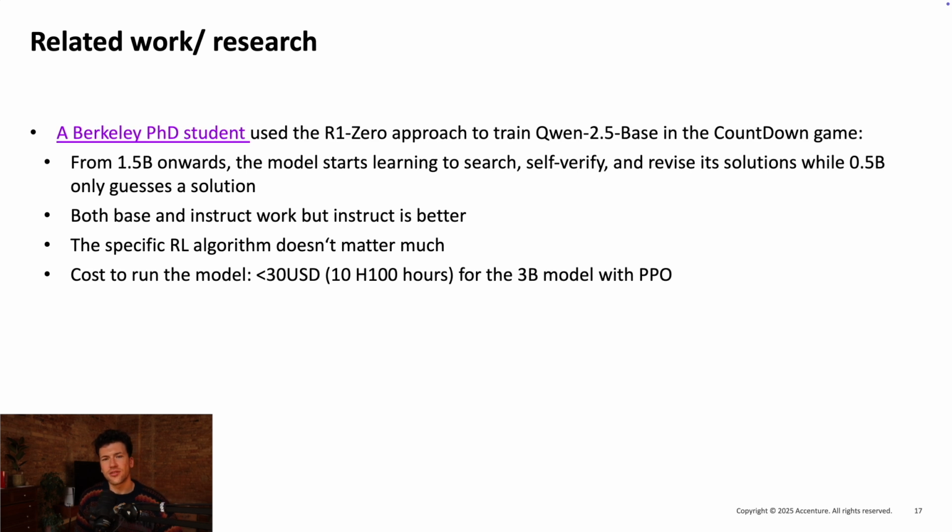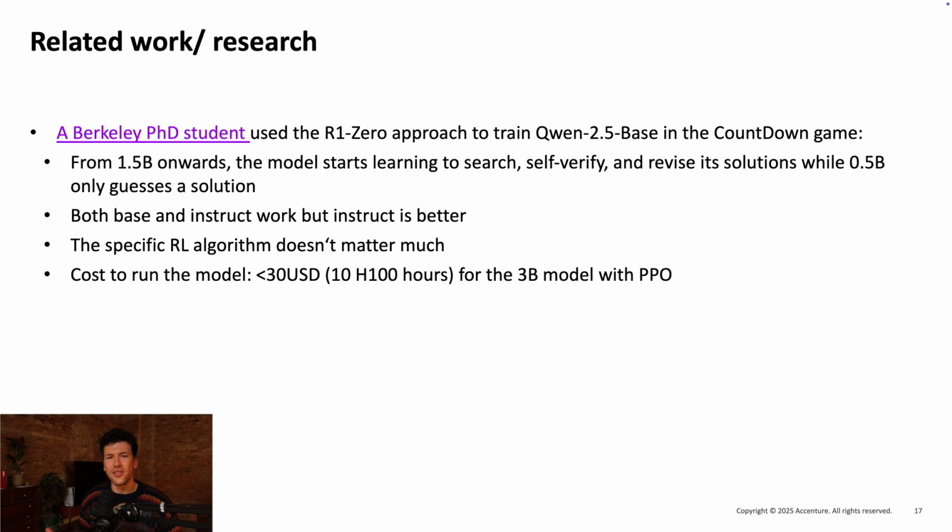And also the cost to fine-tune the model is quite cheap. So for the 3B model with PPO, it costs less than $30. So it's 10 H100 GPU hours to apply RL in this model. So it's performed pretty well.